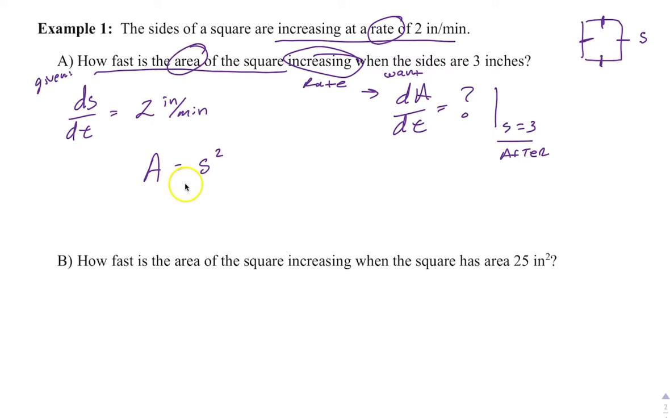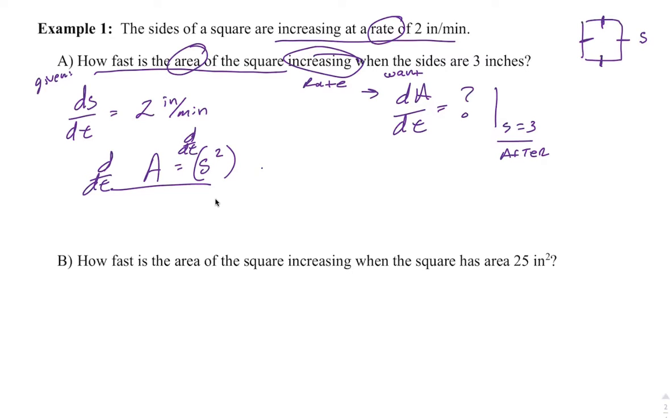That's our equation. Alright, once we have our equation, we can plug in any constants. I don't actually have any constants. Area is not a constant. Sides are constantly increasing, that's not a constant. So all we do now is take a derivative. We take d/dt to both sides.